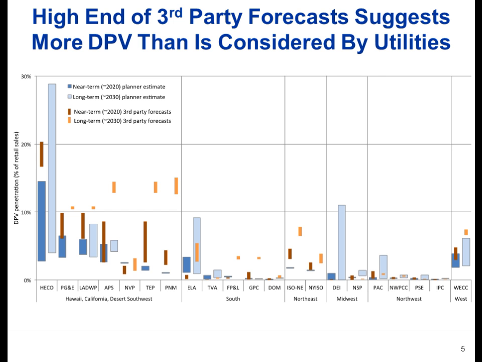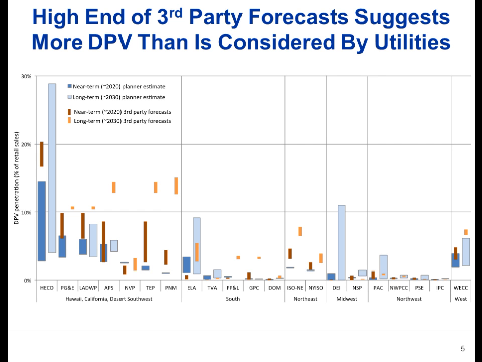While some of these utilities are in areas with lower solar installation, like the Northwest, for example, other utilities are in regions with high solar installation, like the South. At these forecasted lower penetration rates, DPV is less likely to have a substantial impact on planning decisions in the near term, though longer-term impacts may still be important.